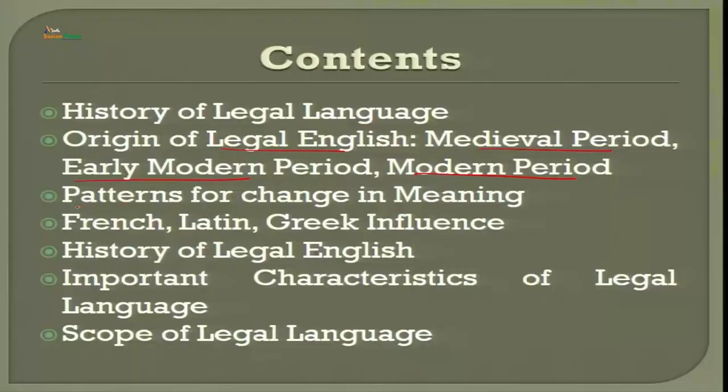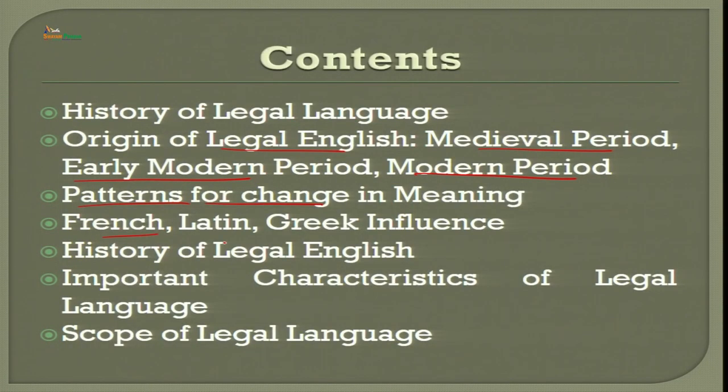Then we have patterns of change in meaning. You will see how the meanings of words also change with the passage of time. We think that whatever words we use were always like that, but initially their meanings were different and now they have changed. So transformation in meaning has also taken place with the passage of time.